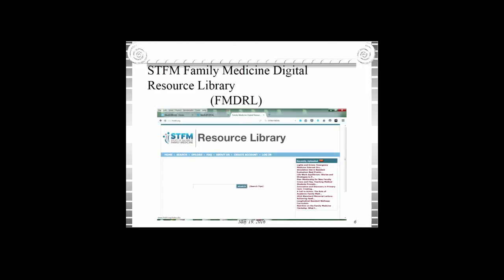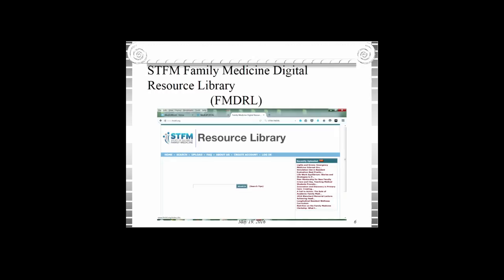The first one I'm going to discuss is the Society of Teachers of Family Medicine Family Medicine Digital Resource Library, the FMDRL. This was developed in an open standards-based infrastructure. It permits interaction with other digital libraries. The idea is to share and collaborate any development of ideas that you have, including research.